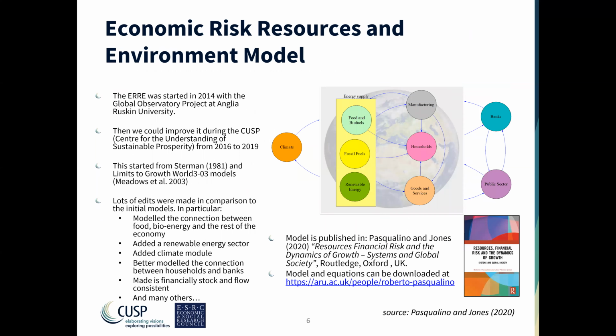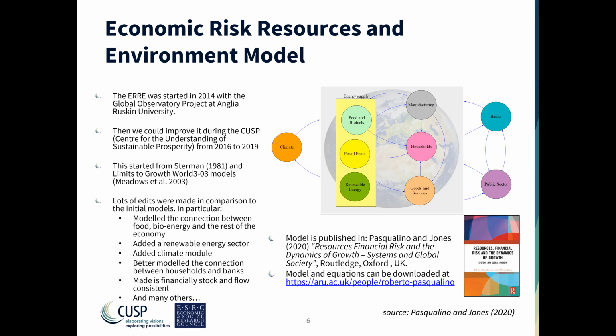The ERRE is the result of 6 years investment, first from the Global Resource Observatory project from 2014 to 2016, and then with the ESRC Center for the Understanding of Sustainable Prosperity CASP project from 2016 to 2019. As we said, we start from the World 3-03 model and the energy transition and the economy model of John Sterman in 1981. Then, of course, lots of edits were made, including the modeling of the connections between agriculture and bioenergy, the green energy sector, and we added a climate module.